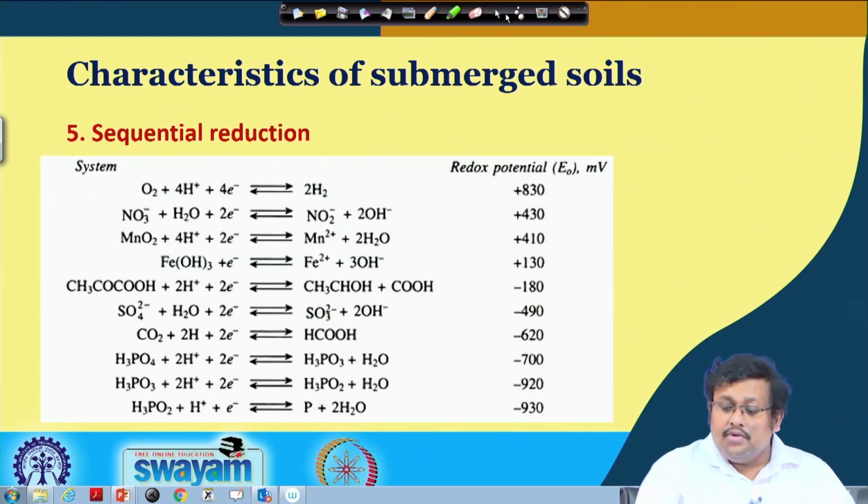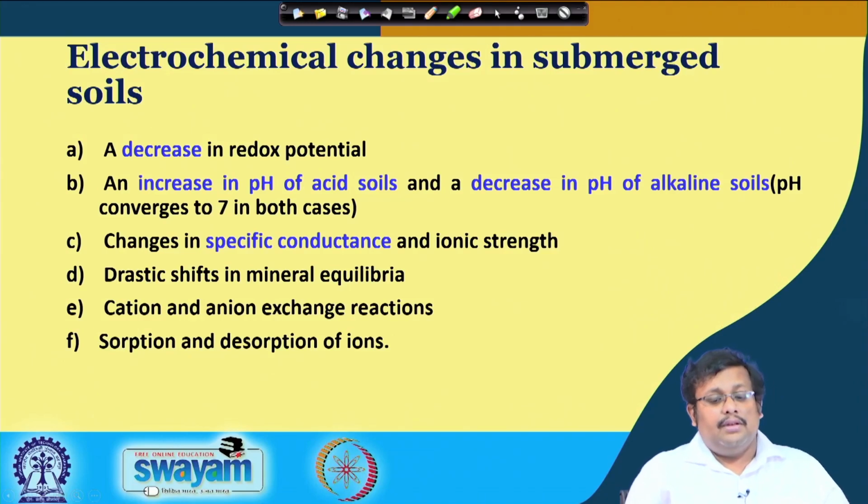So, let us move ahead and see what are the major electrochemical changes we can see when the soil is submerged. So, there are a couple of major electrochemical changes. First of all, you will see a decrease in redox potential. It is very common when you submerge a soil, when you saturate the soil with water. And secondly, you will see an increase in pH in acid soil.